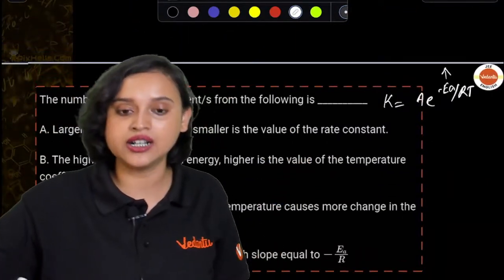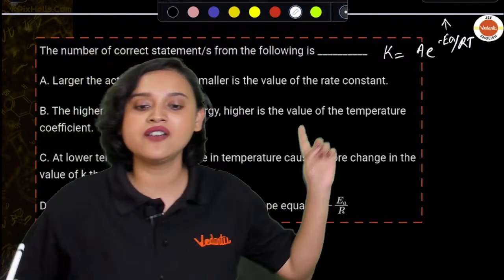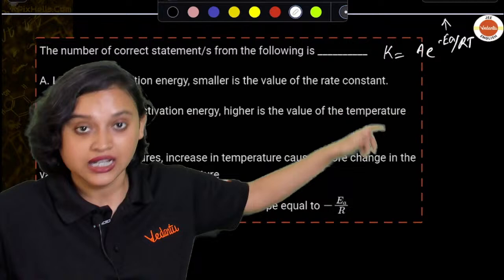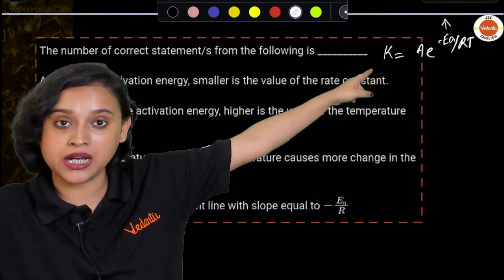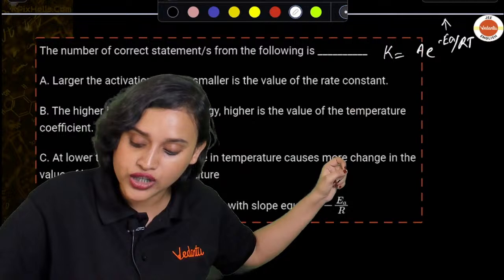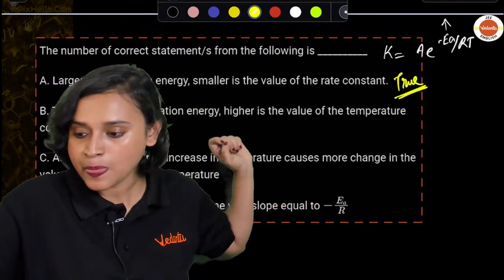Now moving on, see what we were talking about in this question. We have K as e to the power minus EA by RT, that means if EA increases, K will decrease. So yes, this, my dear student, is a true option.